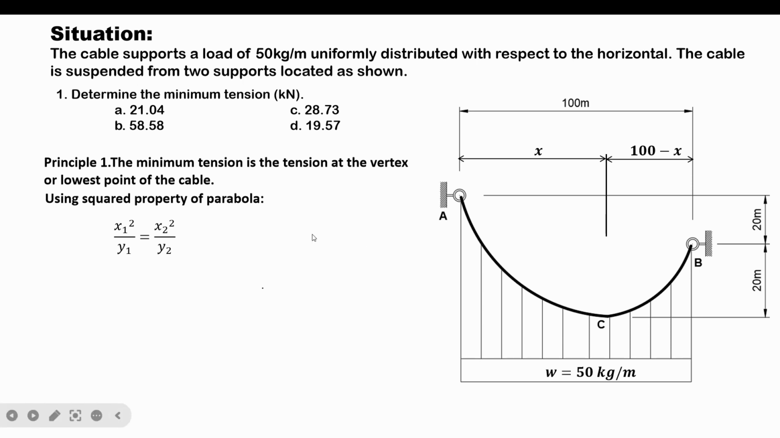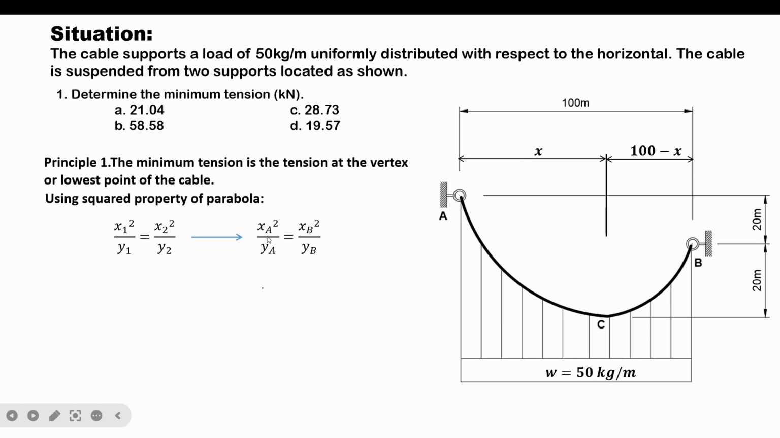And the two points that we will be considering based on the figure would be points A and B, which are the points where the supports are located. So basically, this equation of the property of parabola can be simplified into the square of the x-coordinate of A over the y-coordinate of A equal to the square of the x-coordinate of B over the y-coordinate of B. I need to reiterate something here, that these variables are referred to the vertex. So let's substitute their corresponding values.